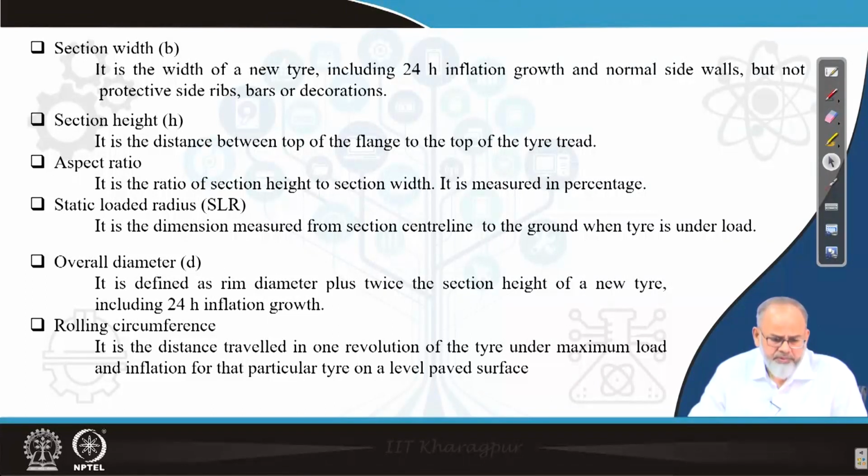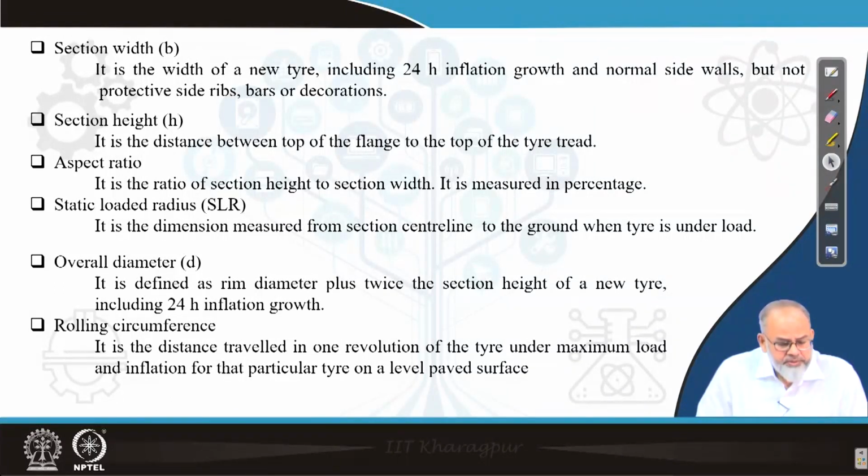Now, what is the section width? It is the width of the new tyre, including 24-hour inflation growth and normal sidewalls, but not protective side ribs, bars or decorations. And section height is the distance between the top of the flange to the top of the tyre tread. One of the important aspects of a tyre is the aspect ratio. It is the ratio of section height to section width, and it is measured in percentage.